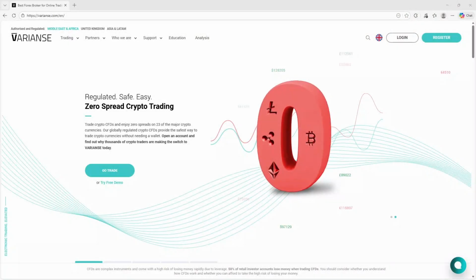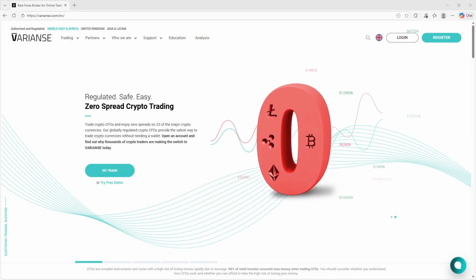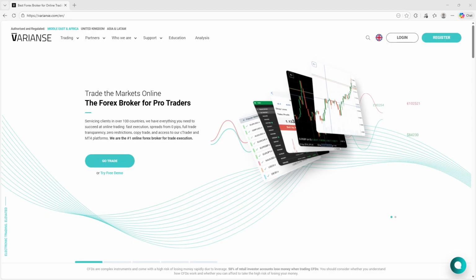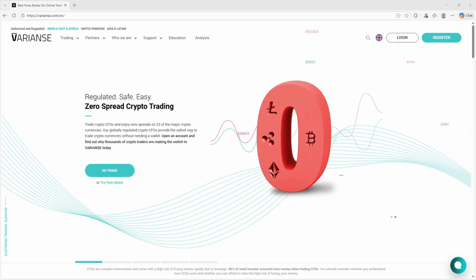This is a straightforward software comparison. An AI voice guides the walkthrough. Varianse delivers a feature-driven trading environment built specifically around execution quality and institutional-grade infrastructure.